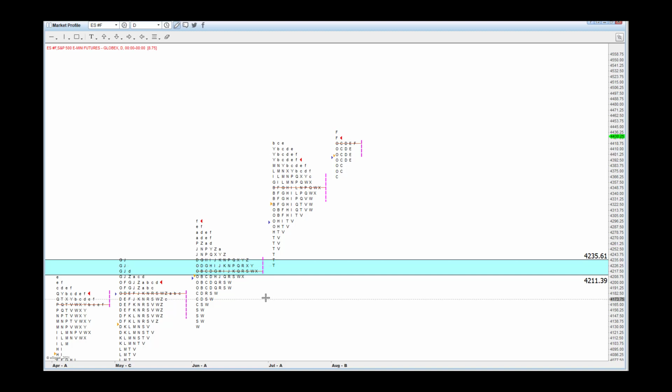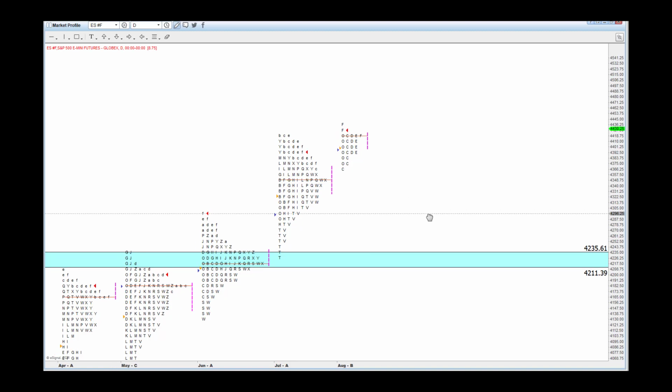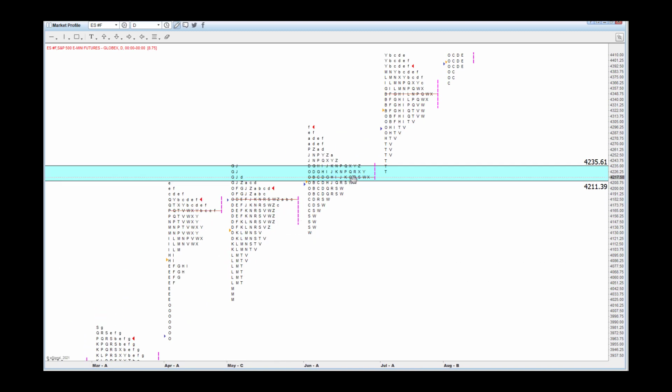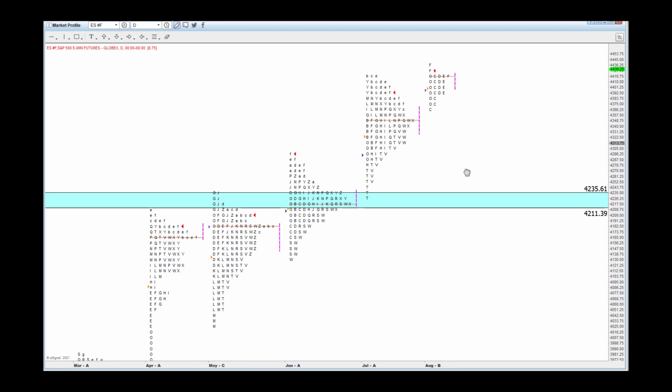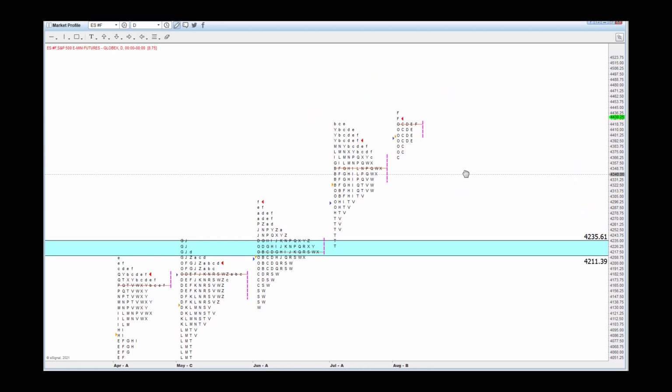Well, so far we see a very consistent migration of value higher. How do you know that? Well, if you look at the magenta line, this is the high volume node. I do not use a value area. A value area is basically useless information. The high volume node is much more useful and helpful. So we have a migration of value higher. We broke out of balance here, traded higher here, traded higher into July. July had a furious ramp higher, and then we recently have gone into a mind-numbing chop fest.